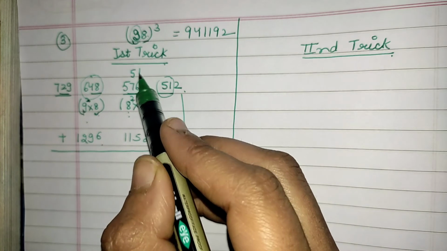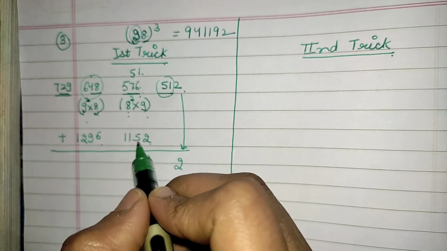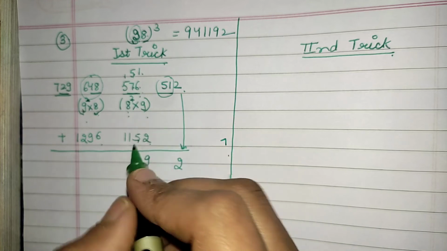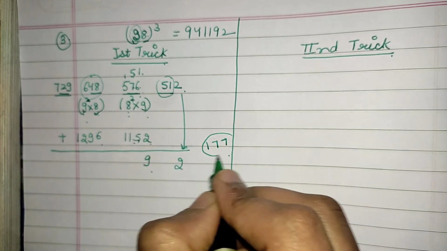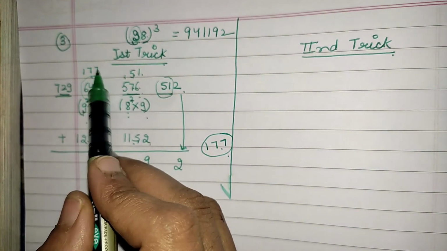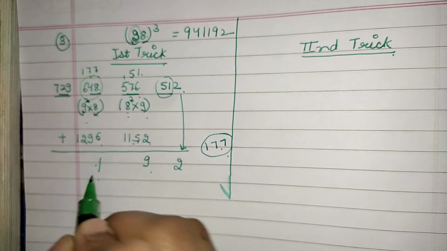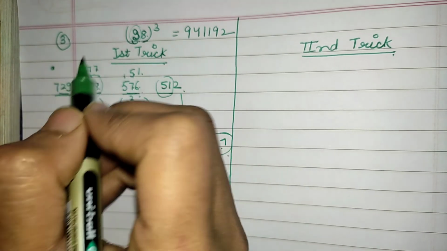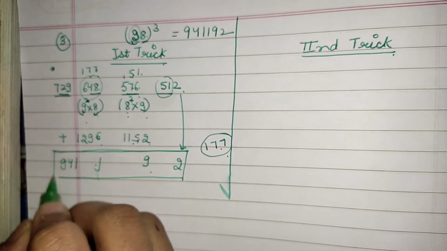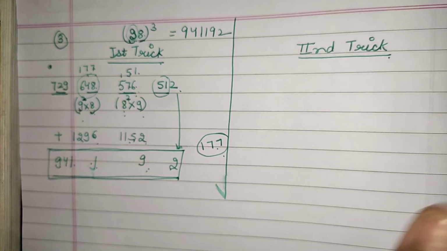So what you will get? 6 plus 1 is 7, 7 plus 2 is 9, then 5 plus 7 is 12, 12 plus 5 is 17, carry 1, 5 plus 1 is 6, 6 plus 1 is 7, and the last 1, 77 will be my carry. Next I will do the addition. 7 plus 8 is 15, 15 plus 6 is 21, and 9. After doing this addition, you will get your answer as 941192.